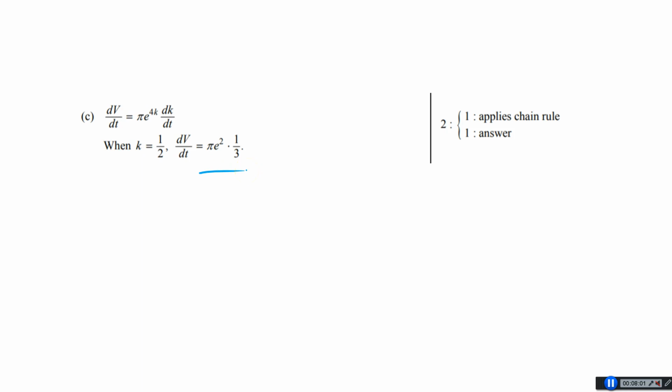There it is. Awesome. So 1 point for chain rule, making sure you have that dk dt there, and then 1 point for getting the answer. Awesome. So that's the entirety of the problem. Did it in 8 minutes, so that's pretty good. And now we're going to do all those extra little pieces that I added in.